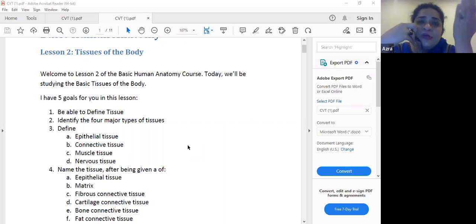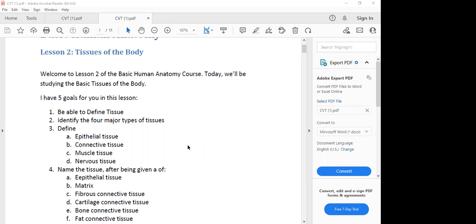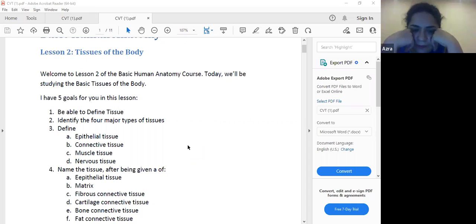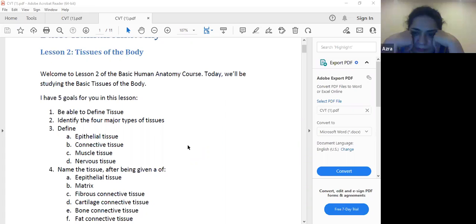Please tell me the names of the systems, whatever I teach you. Muscular system, nervous system, endocrine system, cardiovascular system, lymphatic system, respiratory system, digestive system, reproductive system, urinary system. That's good. Okay, these are the systems.